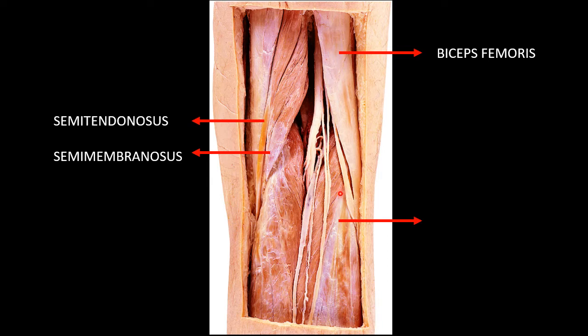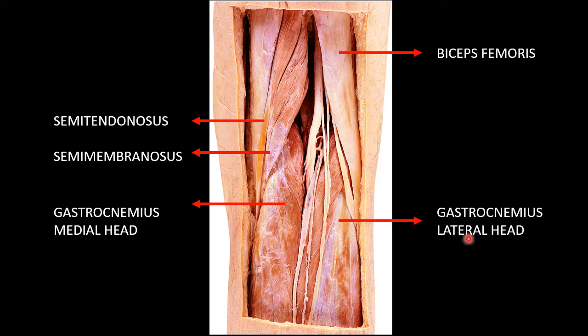Now the other muscles, inferior-medially and inferior-laterally. It is very easy to write. Inferior-medially you can identify the gastrocnemius medial head. Inferior-laterally, we can identify the gastrocnemius lateral head. So these muscles are seen at the posterior aspect of the knee joint.